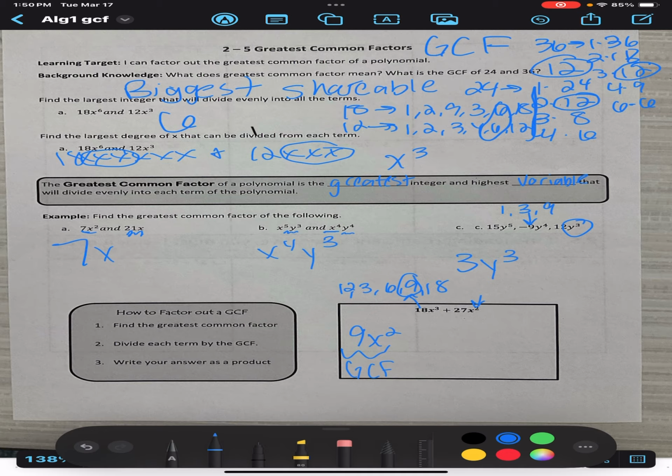Now we want to actually finish the problem. So how you do this is you take each term and you divide it by the GCF.